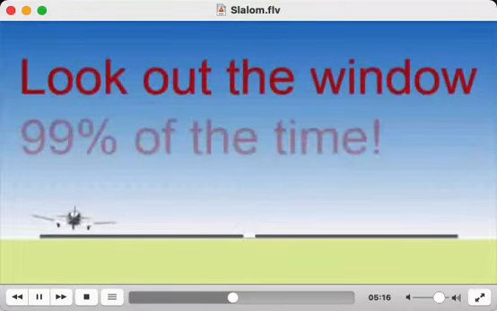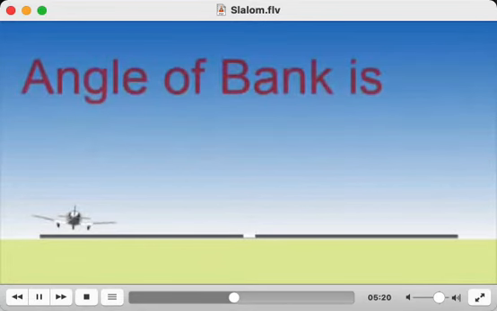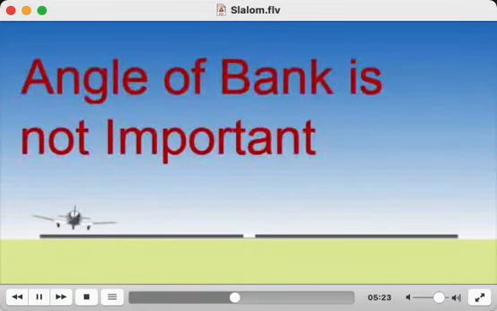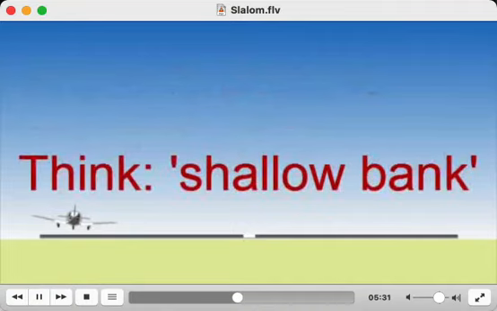Since you are looking out of the window 99% of the time, don't worry about the number of degrees of bank. That's not important. You will not have time, nor should you try to determine your bank by looking at your artificial horizon. Just think of it as a shallow bank.